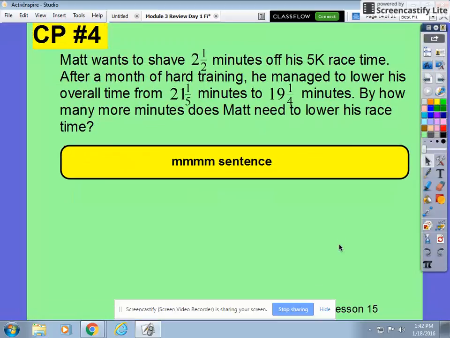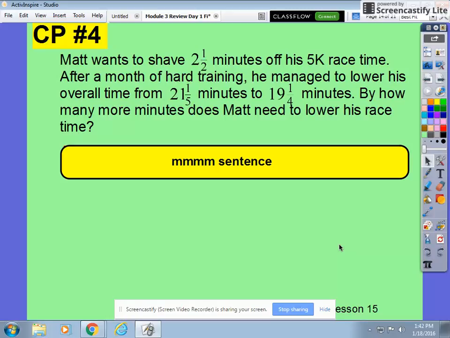It says that Matt wants to shave 2.5 minutes off his 5K race time. After a month of hard training, he managed to lower his overall time from 21.25 minutes to 19.25 minutes. By how many more minutes does Matt need to lower his race time?